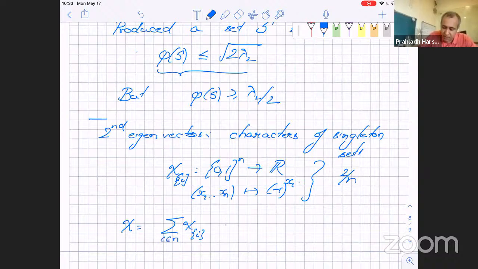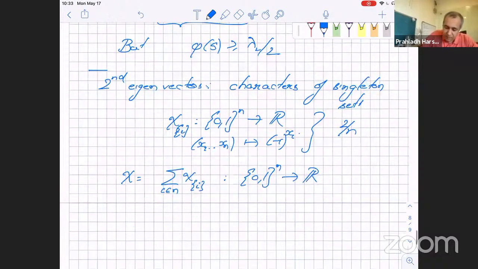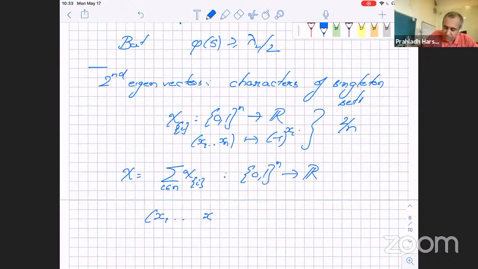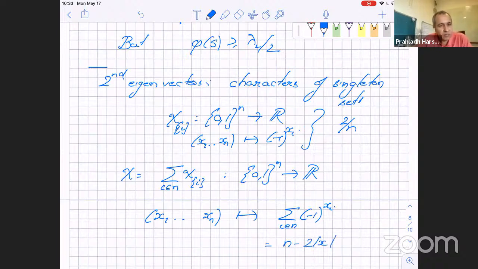This is a function mapping. Let's look at what this function does. This is mapping x1 to xn to the summation over i in n of -1 to the power xi. So what is this quantity, -1 to the power xi? If you notice, whenever x is 0, this is 1, and whenever x is 1, it gives you a -1. Therefore, this is exactly n minus 2 times the Hamming weight of x.